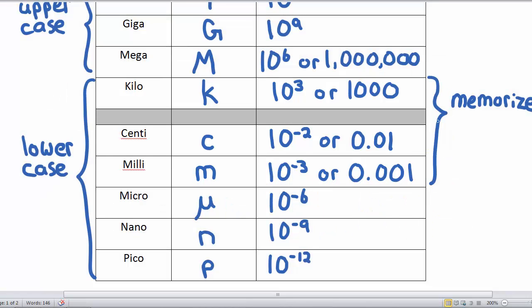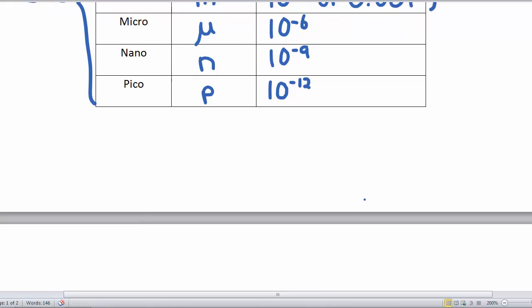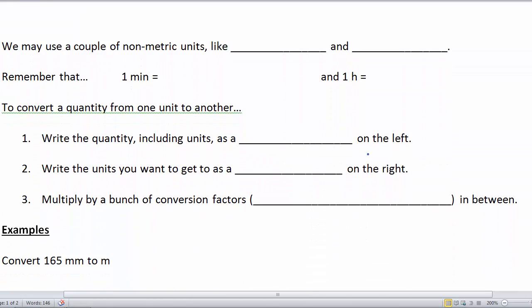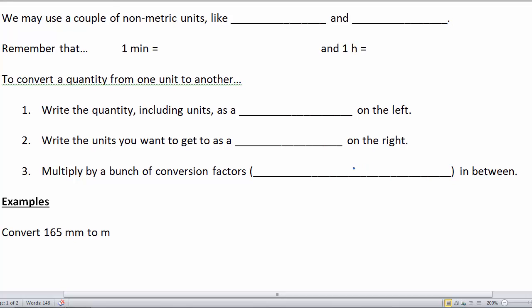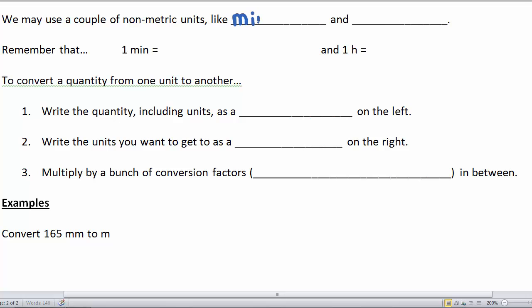Now, sometimes, although we hate to do it, we have to leave the world of SI units, of metric units, behind, because there are just a couple of units that are used so commonly that even though they're not metric, they've kind of forced their way into our lives. And the biggest examples of these are a couple of time units, which you're very familiar with. And these are the minute and the hour. And in case you've forgotten, 1 minute is exactly 60 seconds. And 1 hour is exactly 60 minutes.